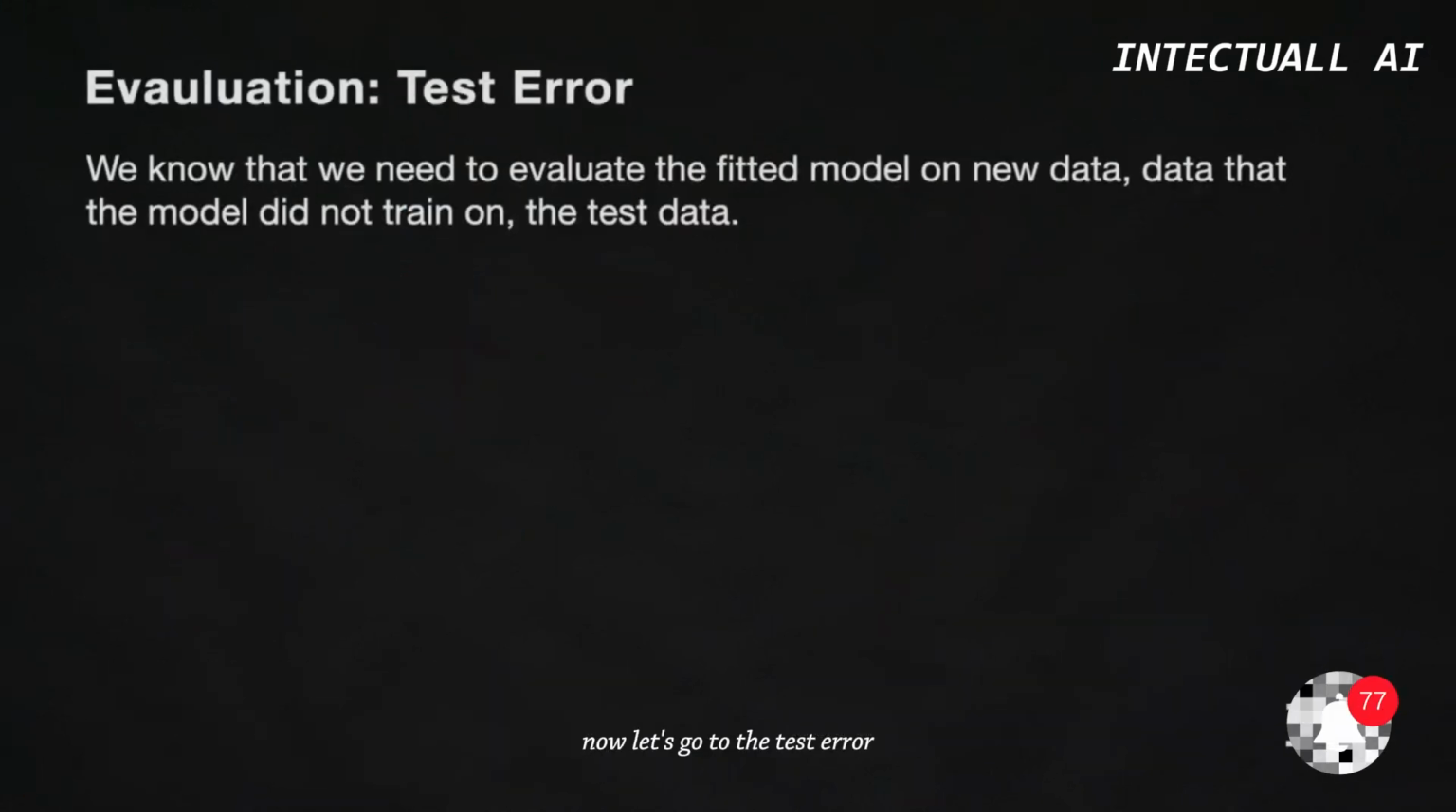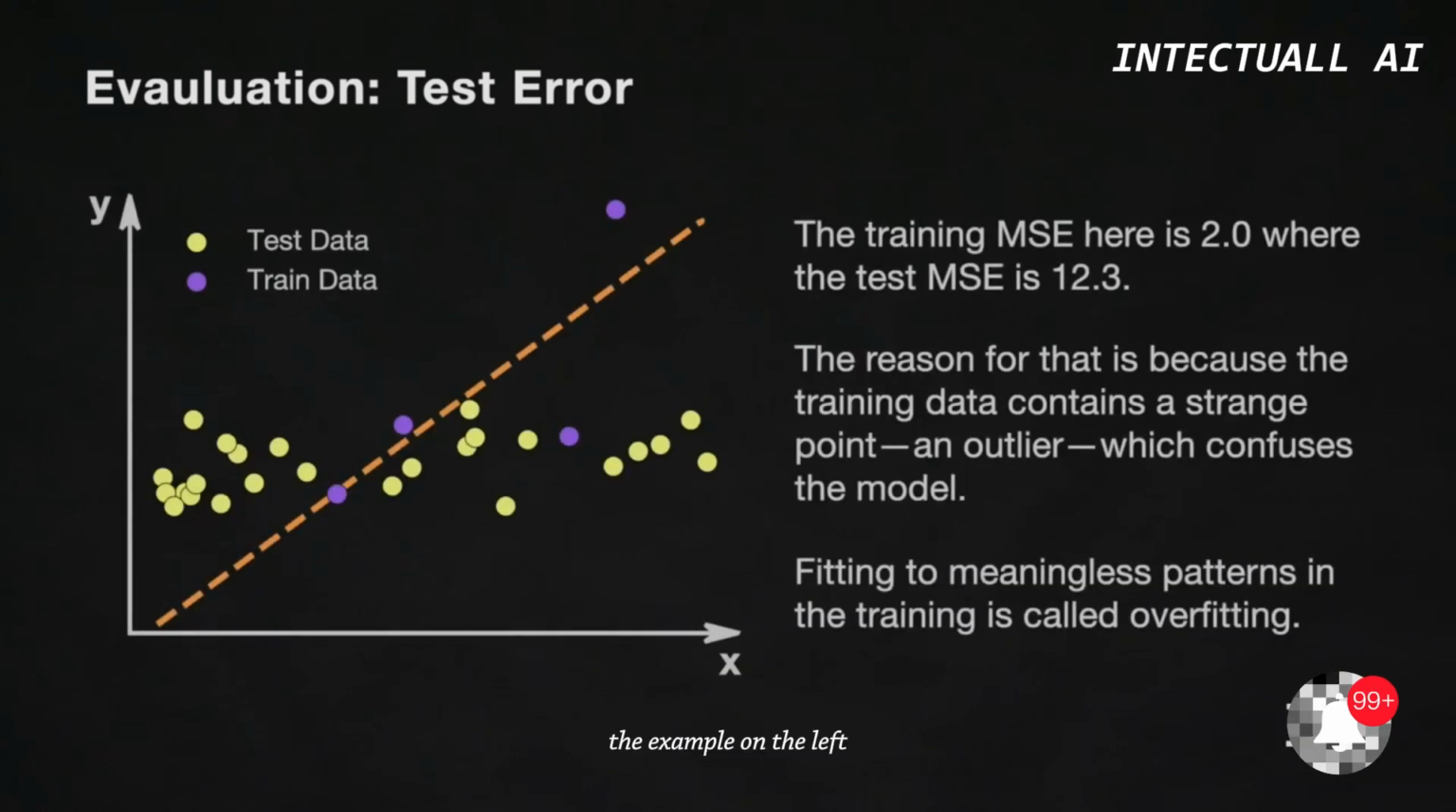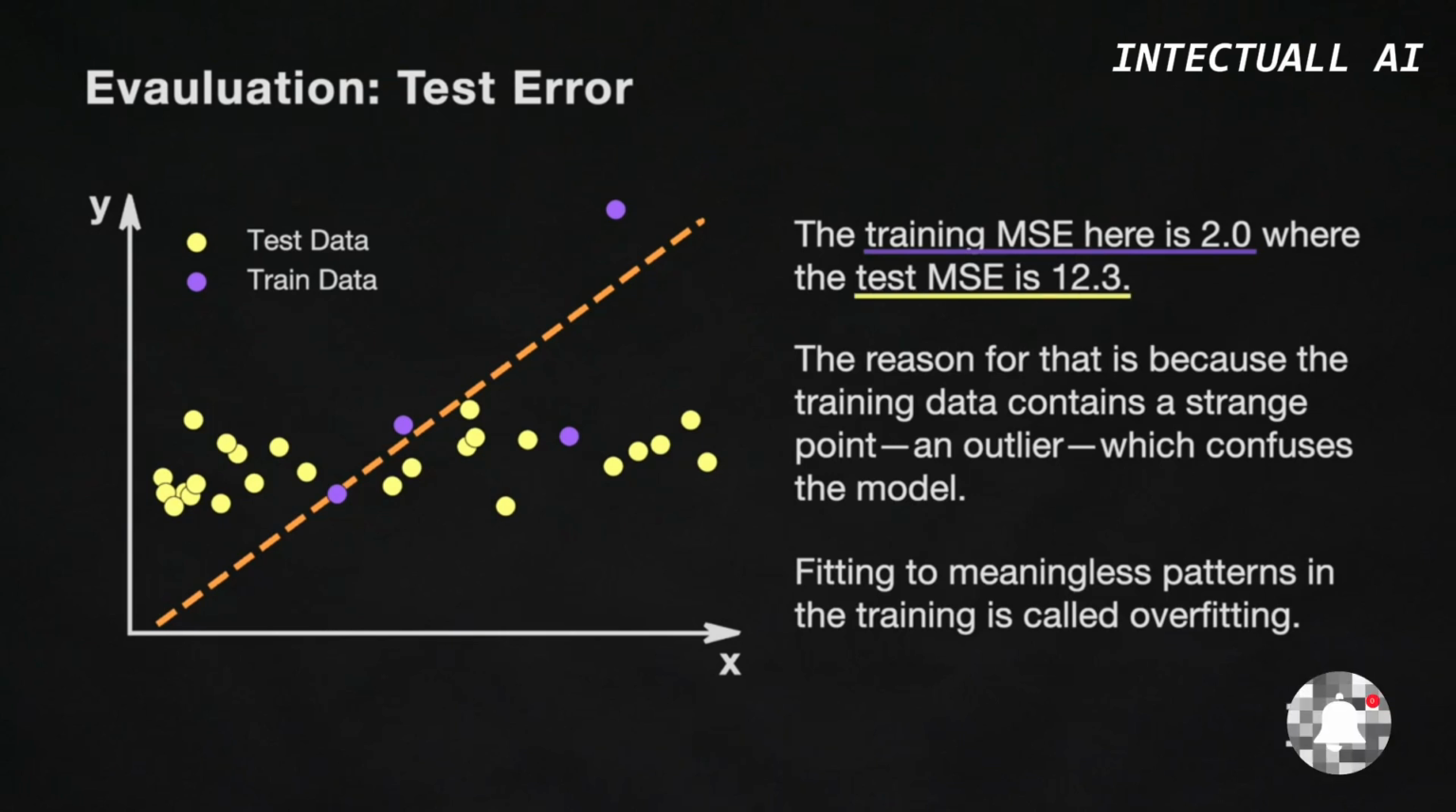Now let's go to the test error. We know that we need to evaluate the fitted model on new data that the model did not train on, what we call test data. In the example on the left, the test data are the lighter dots and the train data are the darker dots. The training MSE here is 2.0, whereas the test MSE is 12.3. The reason for that is that the training data contains a strange point, an outlier, which confuses the model. Fitting to meaningless patterns in the training data is called overfitting.